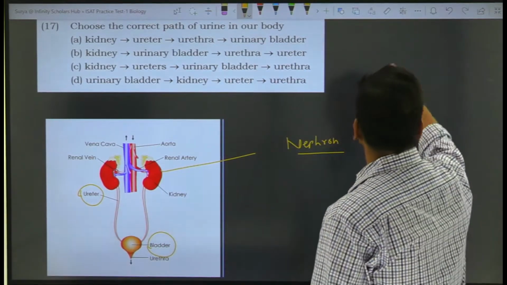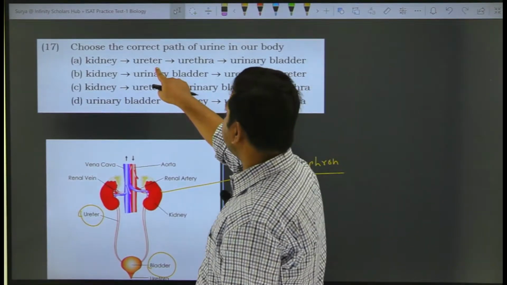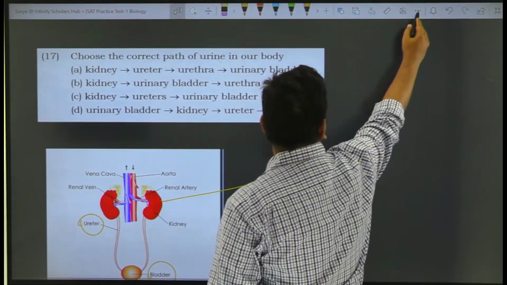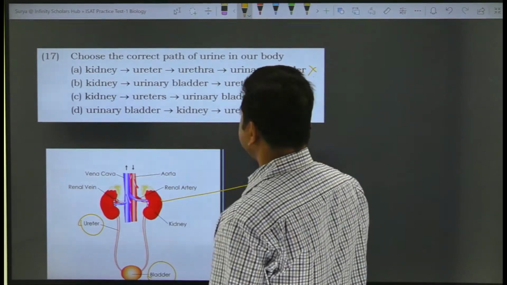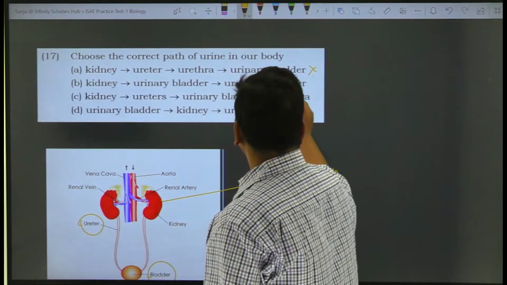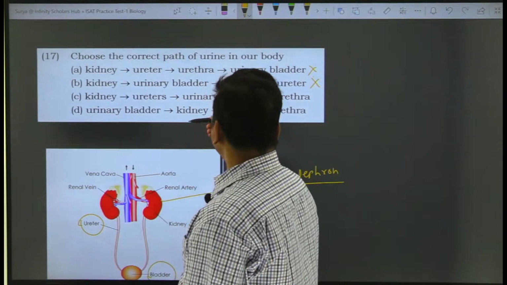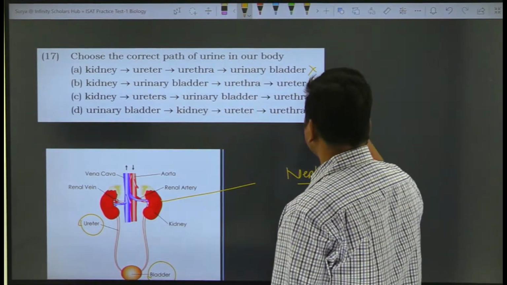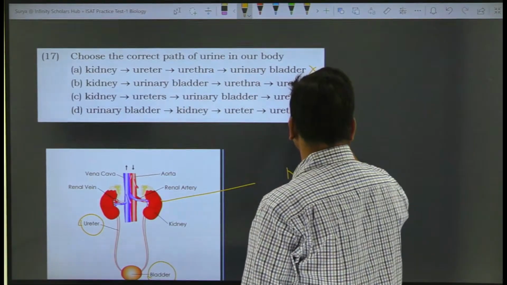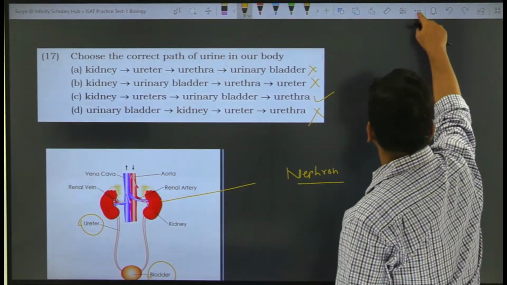So, let us look at the choices which are given here. Kidney, ureter, urethra, then urinary bladder. This option is not correct. We have seen that already. Kidney, urinary bladder, urethra, ureter. This option is also not correct. Kidneys, ureters, then urinary bladder, then urethra. This is the correct option. Let us look at the final one. Urinary bladder, no, that will not come first. So, this is also the incorrect option. So, the option C is going to be the correct choice.